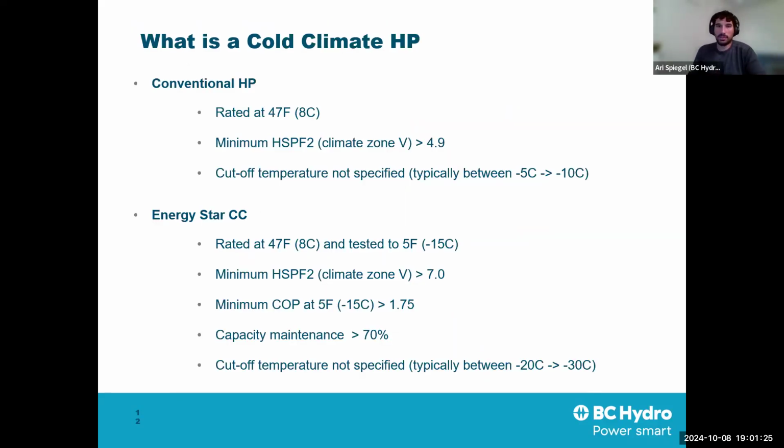So what is a cold climate heat pump, and what's different from a conventional heat pump? A conventional heat pump is rated at 8 degrees Celsius. In Canada, it has to have a minimum HSPF2 of 4.9, and that's using climate zone 5 weather. It doesn't have a cutoff temperature, but typically these conventional units tend to cut out between -5 and -10 degrees Celsius.